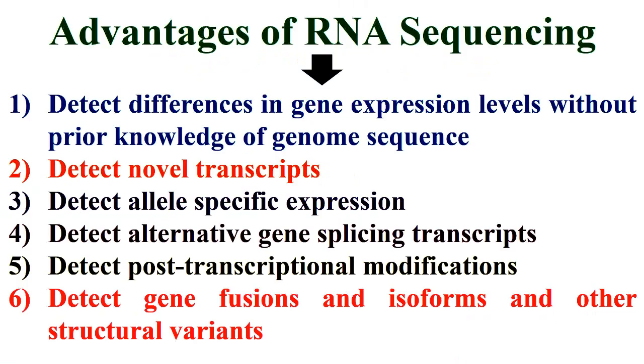So, RNA sequencing detects differences in gene expression levels without prior knowledge of the genome sequence, to detect novel transcripts, allele-specific expression, alternative gene splicing transcripts, post-transcriptional modification, and gene fusions and isoforms and other structural variants.